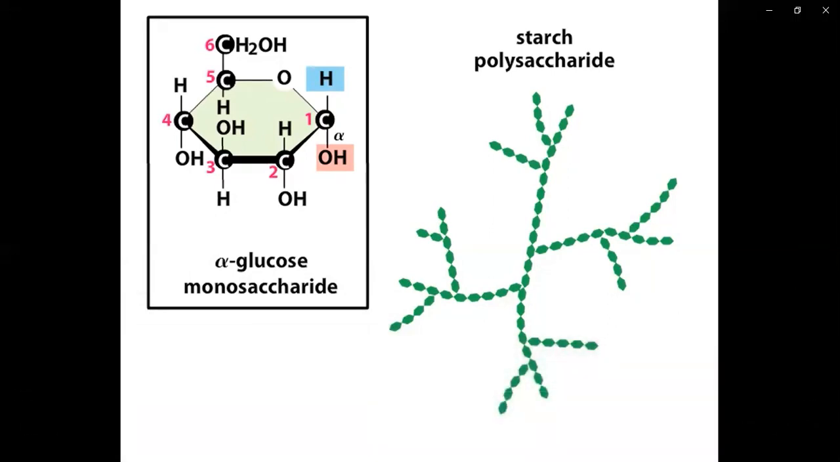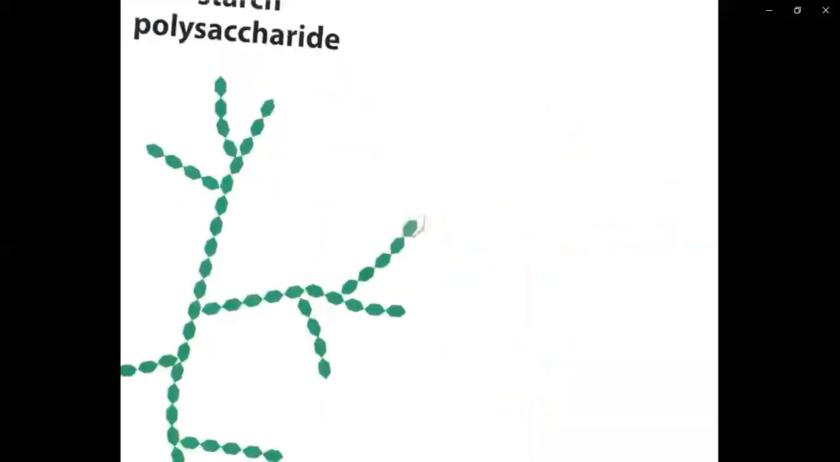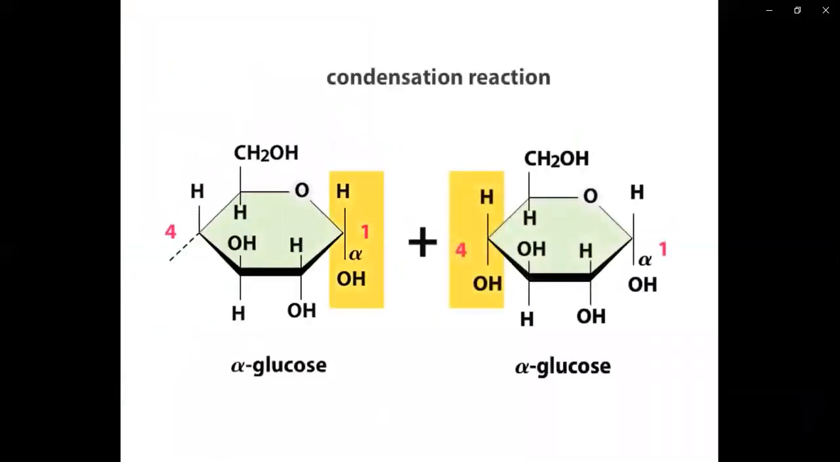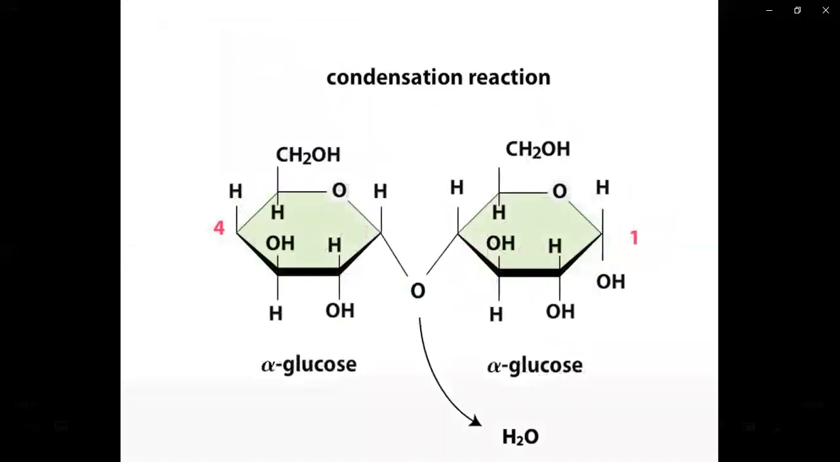A starch macromolecule is a polysaccharide composed of thousands of glucose units. Glucose molecules can be added to starch by a condensation reaction. In condensation reactions, two molecules covalently bond to each other and release a water molecule.